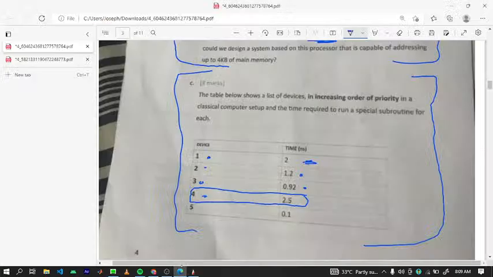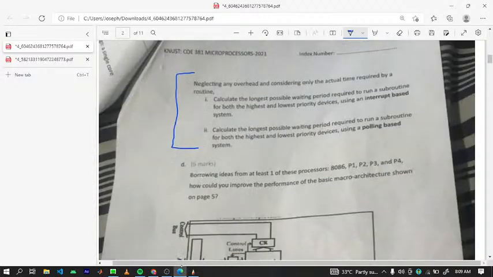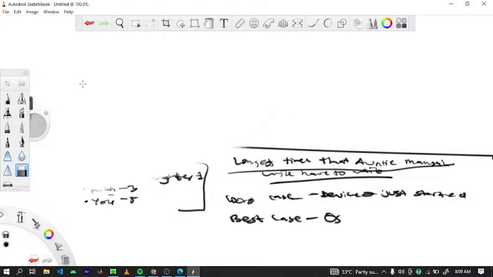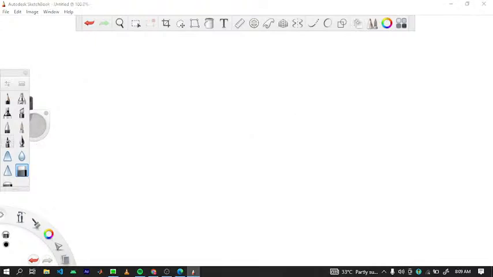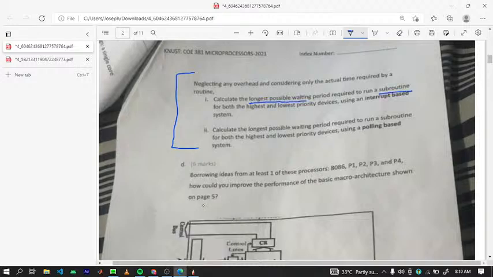Beautiful. So the next question basically is asking you. So we just talked about the yes. So what exactly did we do? What question exactly do we answer? That's an important question to answer. So what did we just answer? Excellent. We just answered the longest possible wait time to run a subroutine for the highest priority device, right?